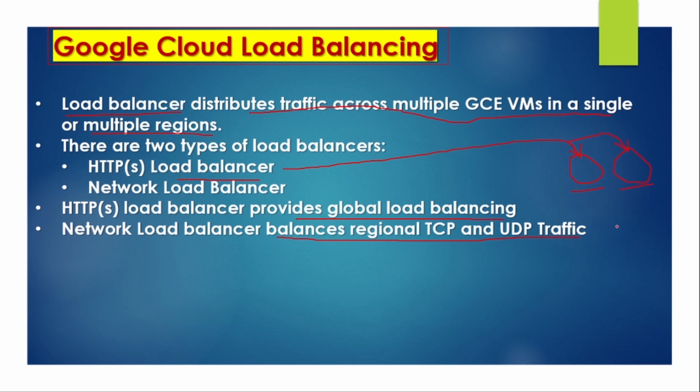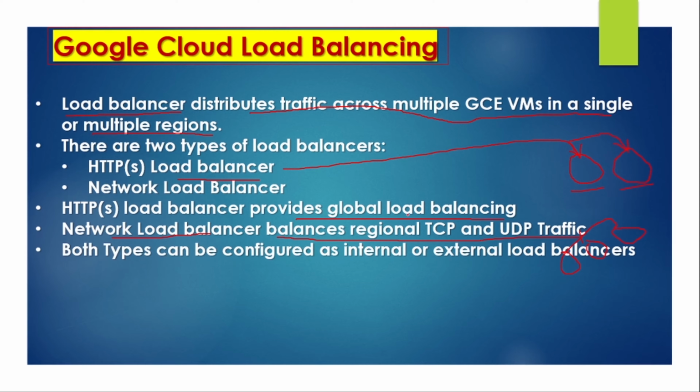When you have your VM instances launched only in one region, let's say in Asia Mumbai, that time you can use the network load balancer, which will balance the load between the different instances that you have launched in the Mumbai region, that is a single region. Okay. Now apart from being global and regional, the load balancers can be internal or external as well. What does that mean? We'll see that with an architectural diagram.